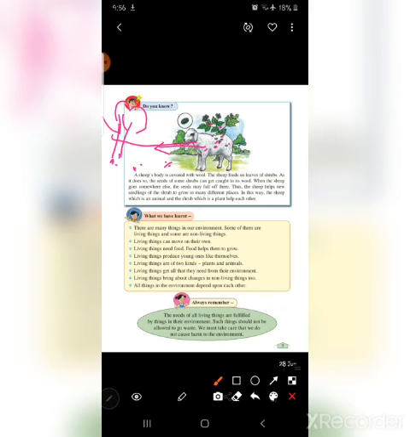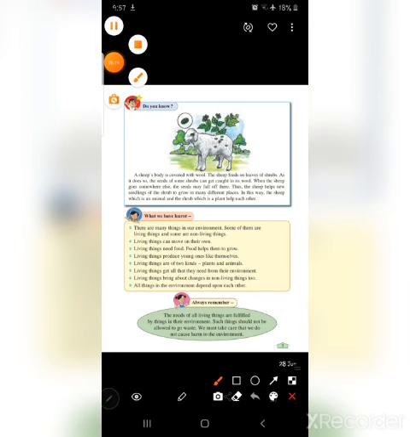And in this way, the sheep, which is an animal, and the shrub, which is a plant, help each other. The sheep gets food from the shrub, so the shrub helps the sheep, and the sheep helps the plant to grow in a different place. So indirectly, they both help each other. Plant helps animal, animal helps plant. Understood? So here we have completed the lesson.